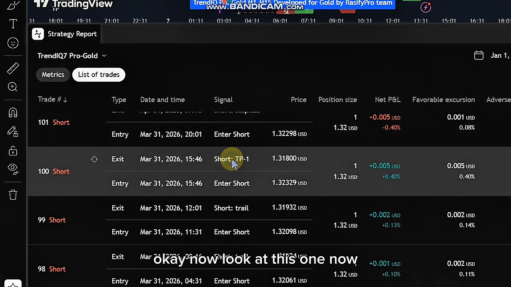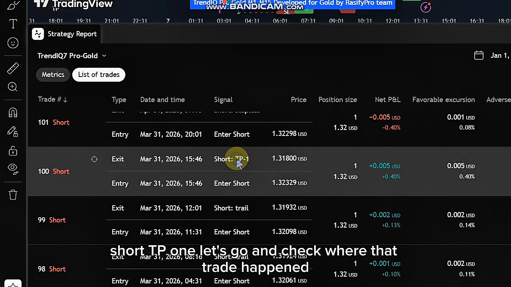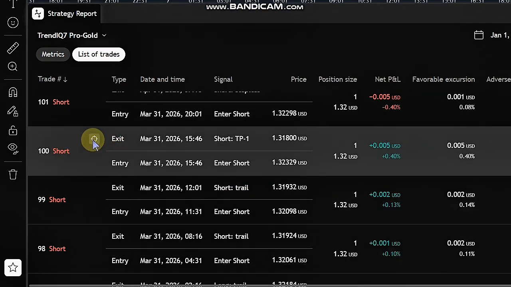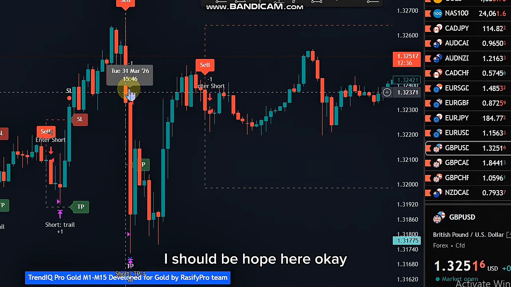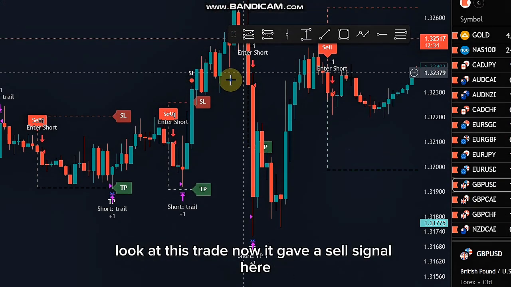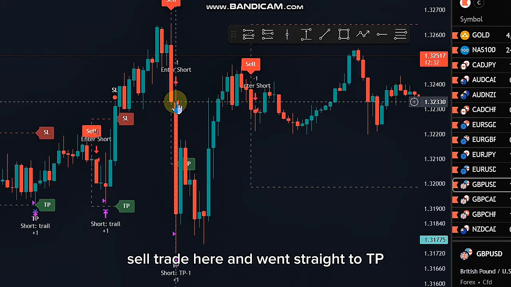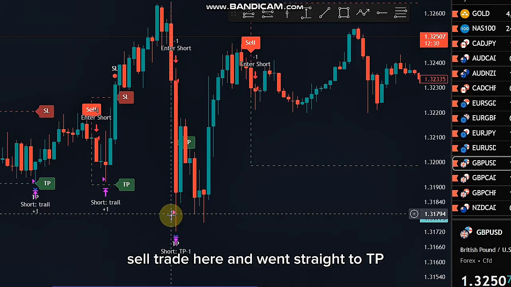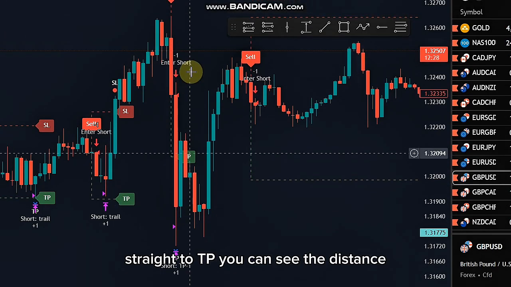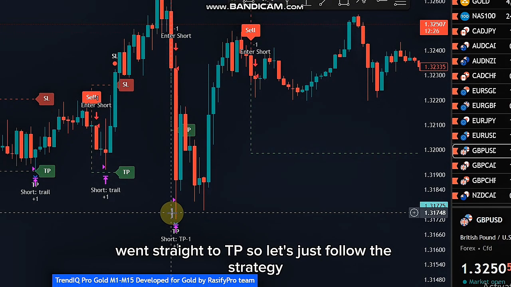Okay, now look at this one now, short TP1. Let's go and check where that trade happened. It should be up here. Okay, look at this trade now. We gave a sell signal here, sell trade here, and it went straight to TP. Straight to TP. You can see the distance. Went straight to TP. So let's just follow the strategy.